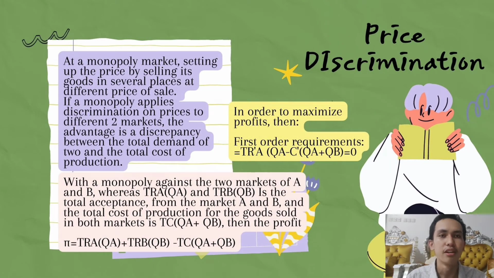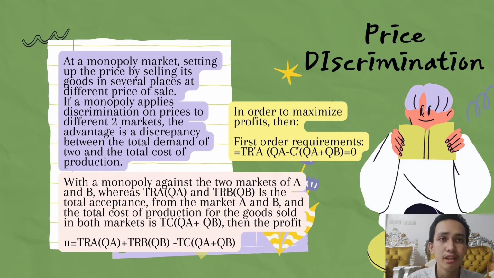Price discrimination. In a monopoly market, a monopoly can raise its profit by selling its goods in several places at different prices. The case will be discussed. Here is a circumstance in which the manufacturer deals with two different markets and the buyers cannot purchase the product in one market to sell in the other. If a monopoly applies price discrimination to two different markets, the advantage is a discrepancy between the total demand of the two and the total cost of production.